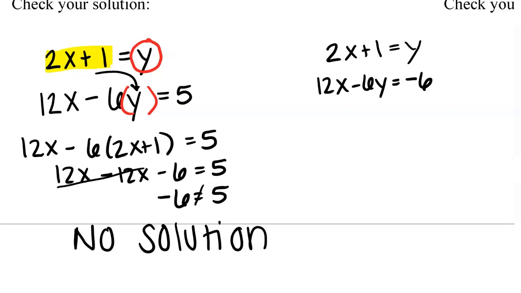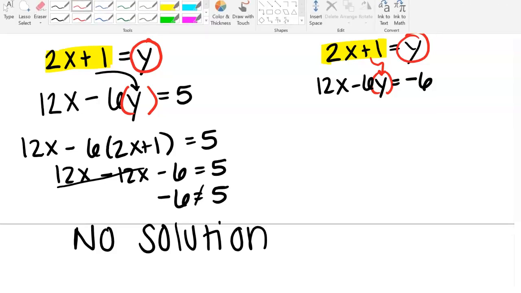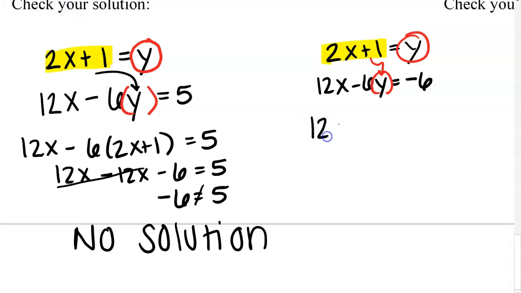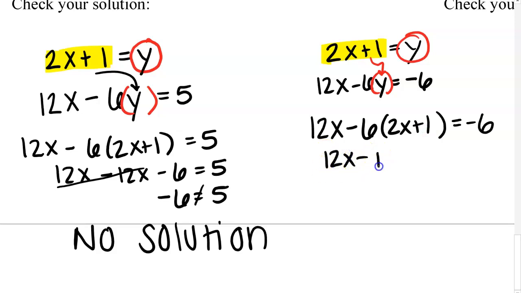Now, if we do the same procedure, so this is the same question, I'm going to set it up the same way, I just changed one number. We would replace y with 2x plus 1. So I get 12x minus 6, and then in parentheses again, I'm going to put 2x plus 1. Now here, if I distribute, again, I'll notice that if I go to combine like terms, my 12x's make 0. They subtract out. But I get negative 6 equals negative 6.